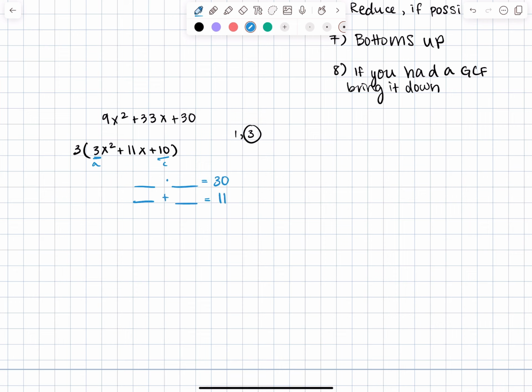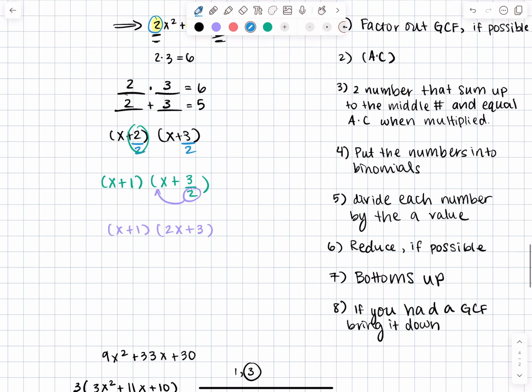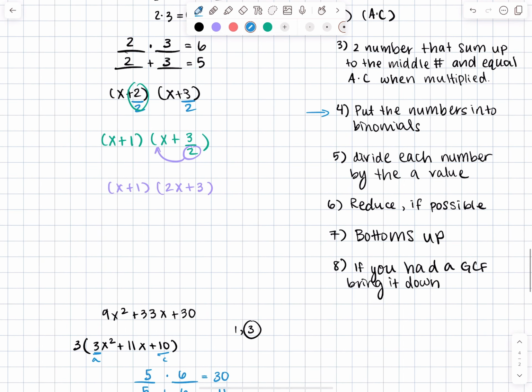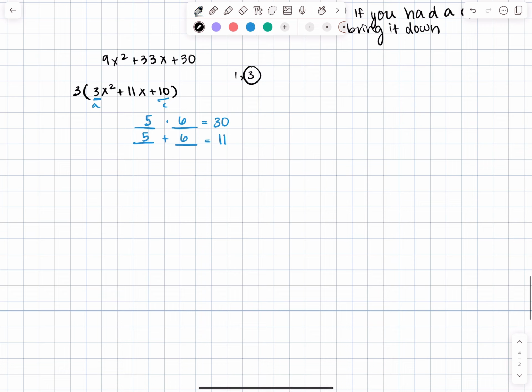When you think about it, we have 5 and 6. 5 times 6 is 30. 5 plus 6 is 11. So next, we're going to put the numbers into binomials, step number 4. So x plus 5, and then times x plus 6.